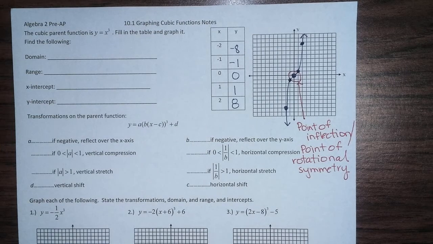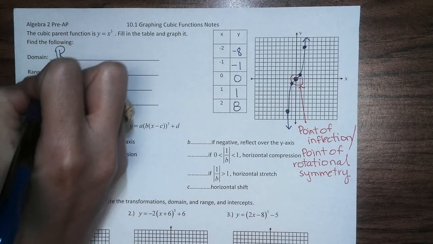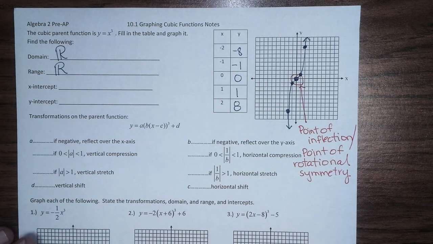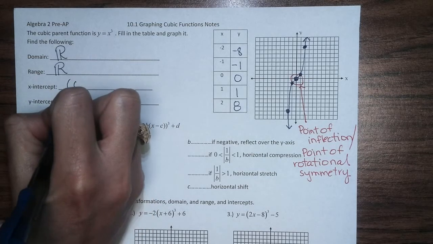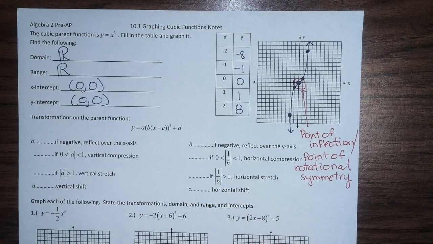So now let's go ahead and fill in this information. Here's why cubic functions are easier than last semester. That's because the domain and the range are always all real numbers. So we're not going to have to worry about domain restrictions when we do inverses or graphs. So the good news is cubic functions always have a domain and a range of all real numbers, always. So that's going to make them easier. The X and Y intercept for the parent is just 0, 0. And that's all you need to know for the parent function.